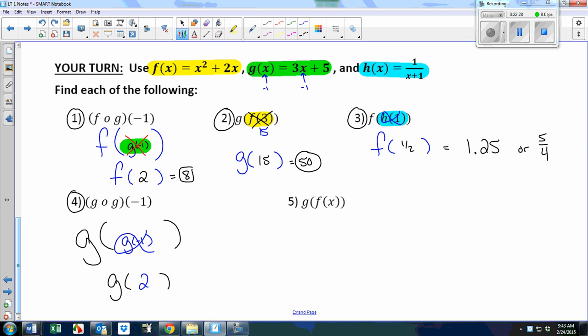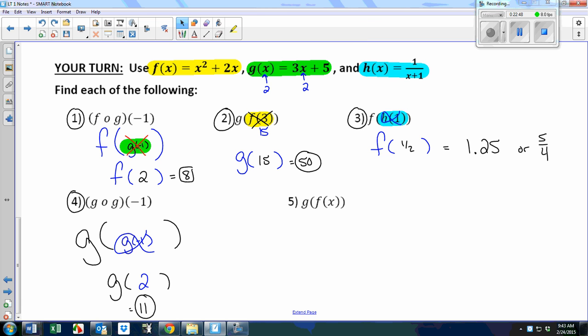Now it's saying go back to function g, put 2 in. And that gives us 3 times 2 plus 5 gives us 11. 3 times 2, 6, plus 5 gives us our final answer of 11.